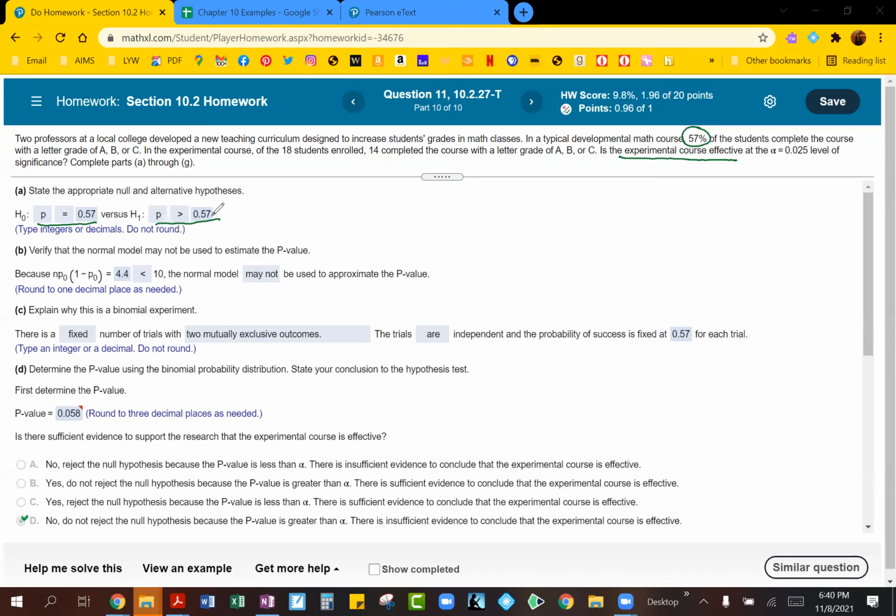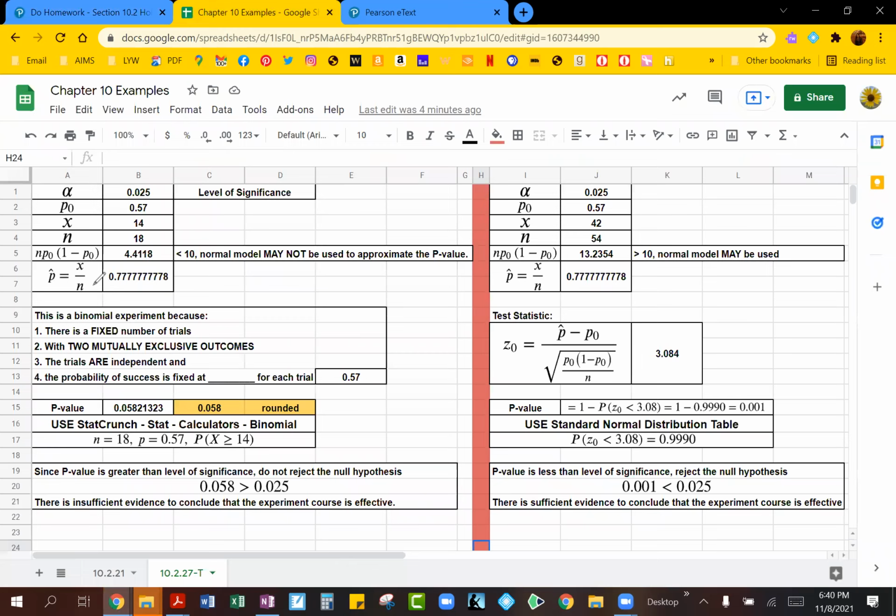The first part they're asking us is to verify why the normal model may not be used to estimate the p-value. So they're asking us to find n times p naught times 1 minus p naught and see what that number comes out to be. Just to show you where I got that answer from, we'll go to our Google Sheets over here.